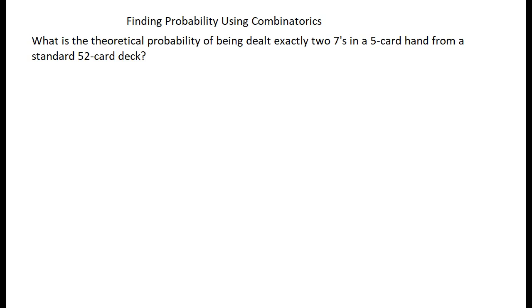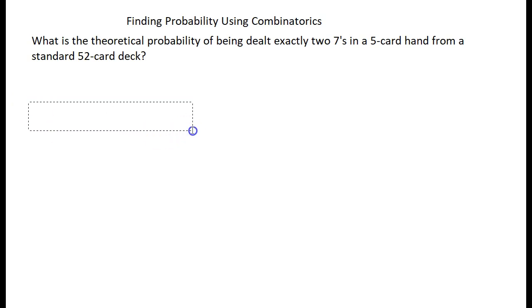A 7 of hearts, a 7 of diamonds, a 7 of clubs, and a 7 of spades. It does not matter what order you are dealt your 7s. They don't have to be the first 2 cards or the first and the last, so we are using combinations, not permutations. Remember, permutations, order counts. Combinations, order does not count. So there are a few things that we need to find in order to be able to use our combinations.